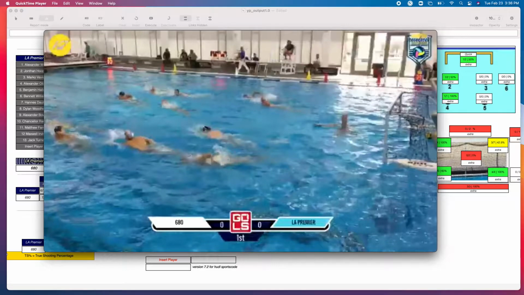Next game up. It's interesting. This is our first high school game that I was able to break down using the system, and it's interesting to see the results. I picked a game from one of the Utah tournaments in February. This is the fifth place game, 680 versus LA Premier.